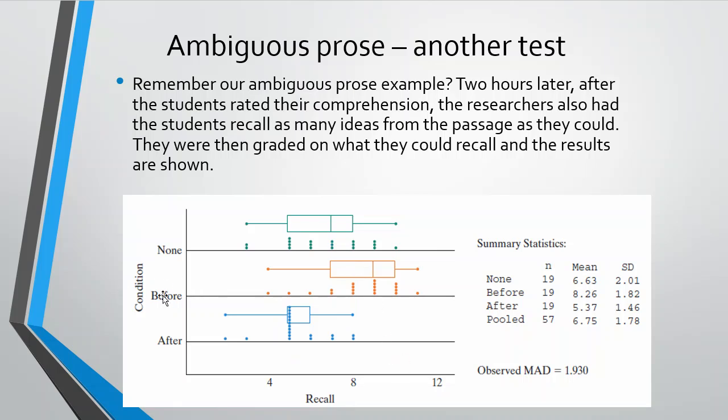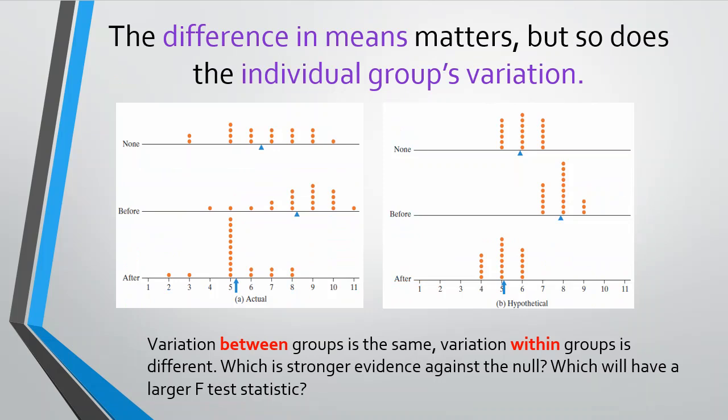The people who saw the picture before, their recollection scores appear to be higher than the other two groups, but now the top and bottom group appear to be a little bit more different. So it's similar data, but it's not the same data. It's a different set of data based on how many ideas they could recall, and I think they scored them from 0 to 10.